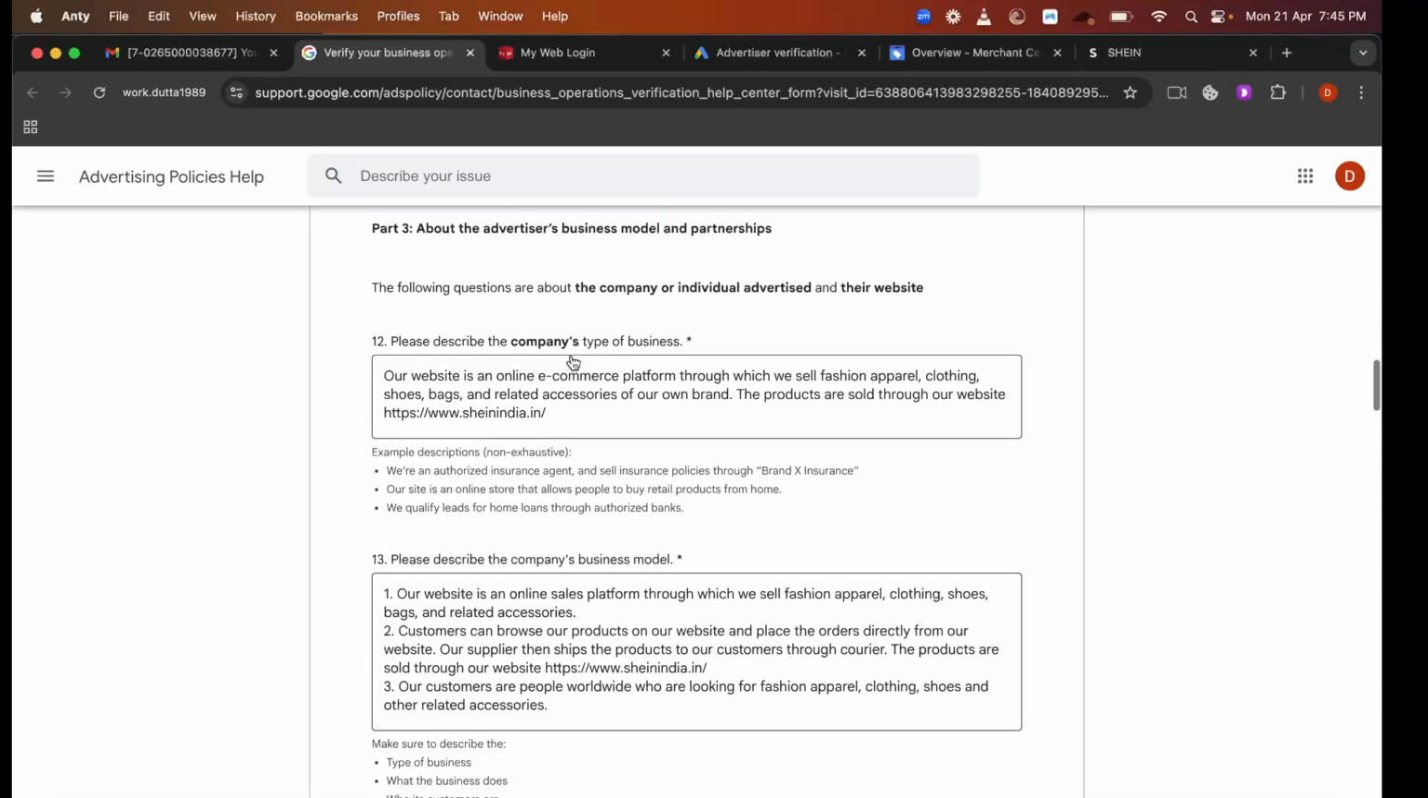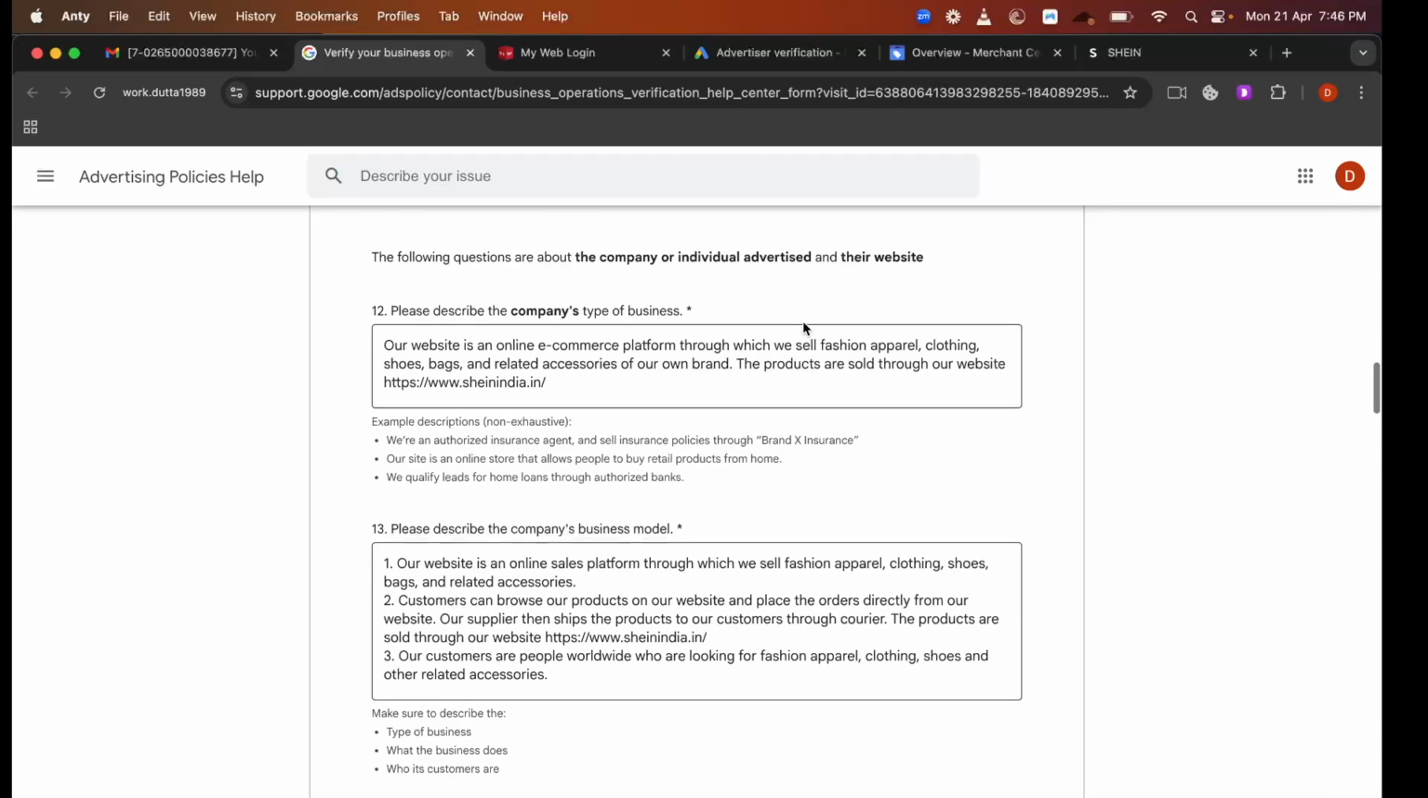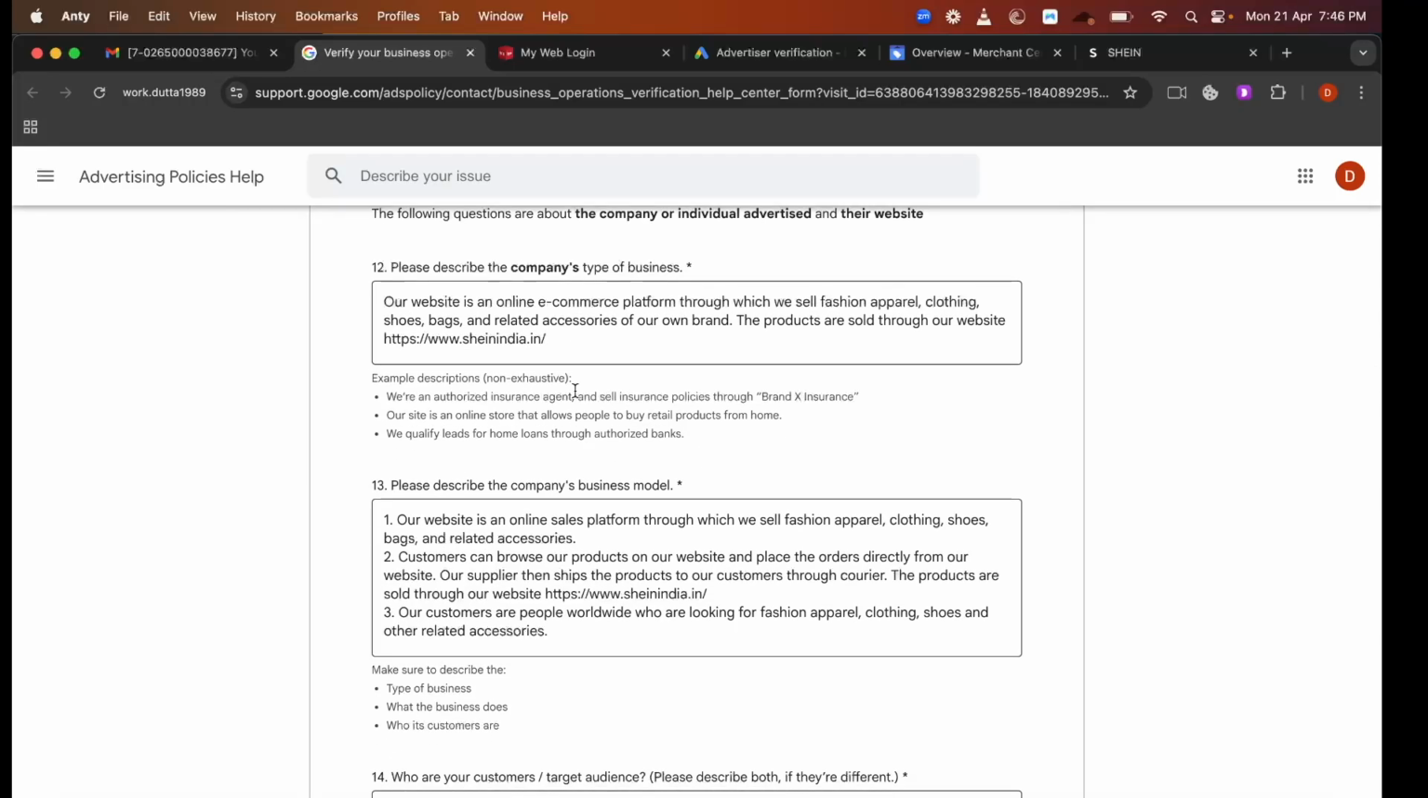Okay, so let's come to the most important part, which is about the advertiser's business model and partnership. Okay, so the first question is please describe the company's type of business. Here our website is an online e-commerce platform through which we sell fashion apparel, clothing, shoes, bags and related accessories of our own brand. The products are sold through our website shineindia.in. Please make sure to enter your website URL in the answer.